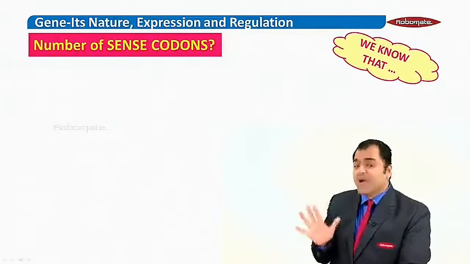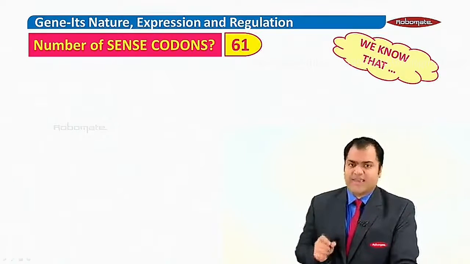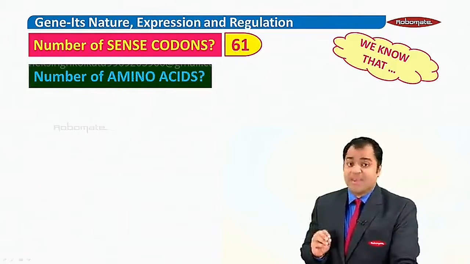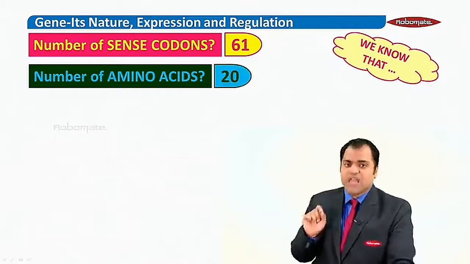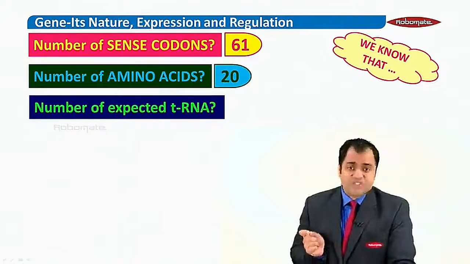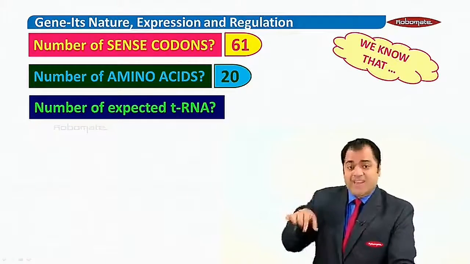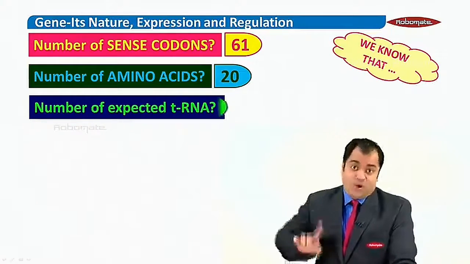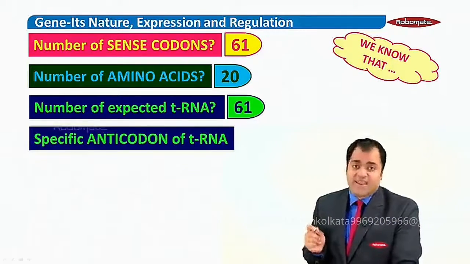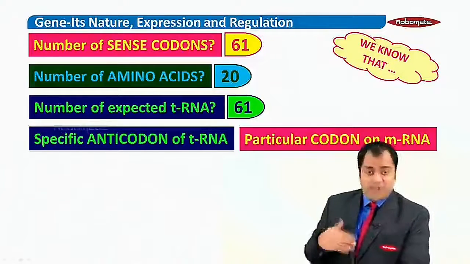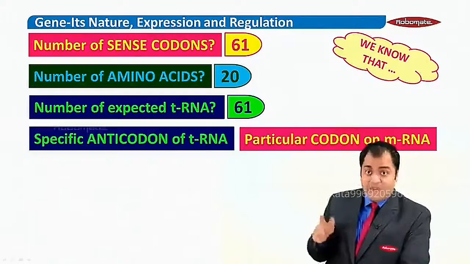So now we know that the number of sense codons that are there in your genetic code table is how many? 61. You get that right. And the number of amino acids are how many? 20. You get that right also. Now for those 61 sense codons, you would roughly estimate how many tRNAs to be there. Ideally speaking, for each codon, there should be 1 tRNA to bind on it, right? So the expected number of tRNAs will also be 61. Correct? And why is that? Because a specific anticodon of tRNA has to base pair with a particular codon on the mRNA. Yes? So we would expect that there are roughly about 61 tRNAs moving around in your cell.